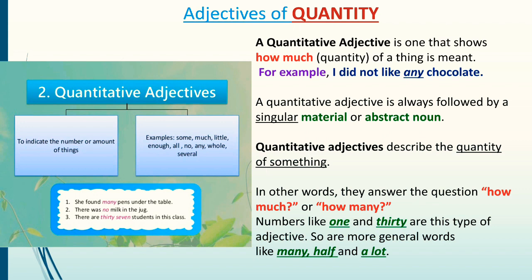Quantitative adjectives describe the quantity of something. In other words, they answer the question how much, how many. Numbers like 1 and 30 are this type of adjective. So are more general words like many, half, and a lot.